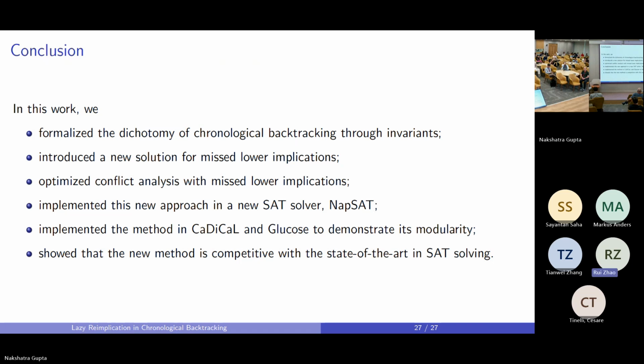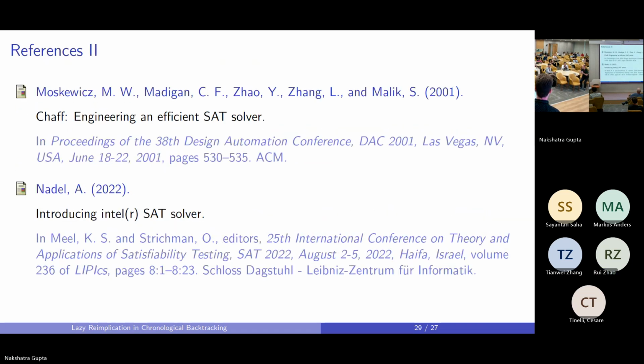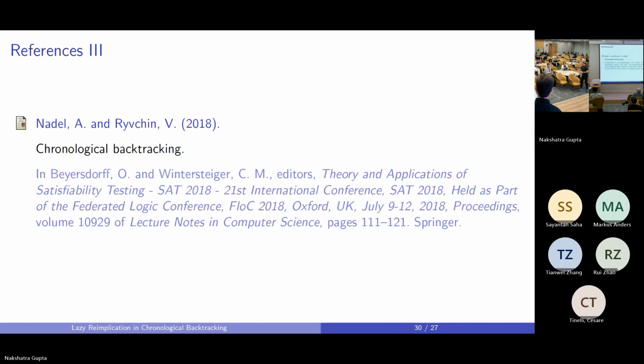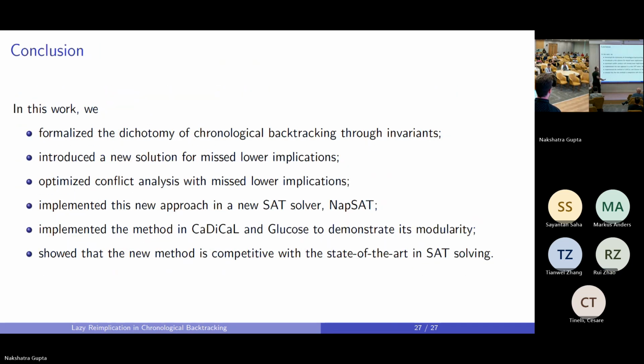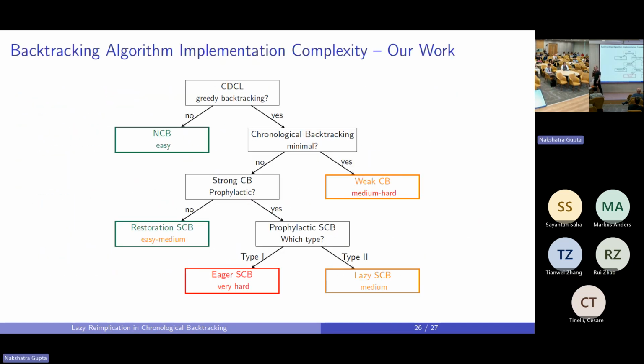So, I still have a lot of time actually. So if you have questions, that's good. So basically, we have formalized a new dichotomy for all the chronological backtracking variants motivated by invariants. Everything was implemented and tested and experimented on. And that's it. Thank you for your attention. So we have plenty of time for questions.